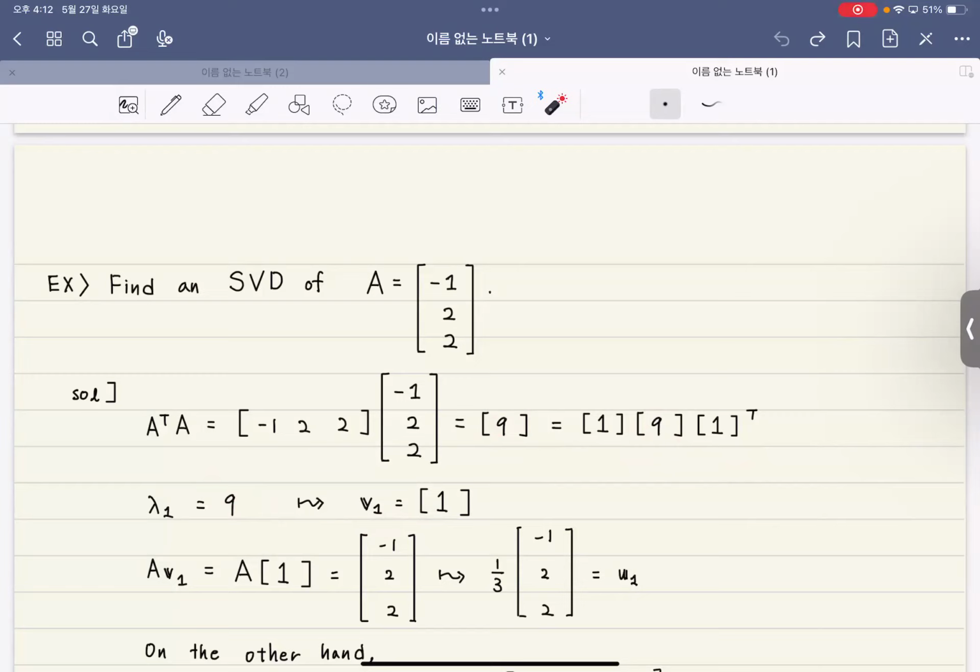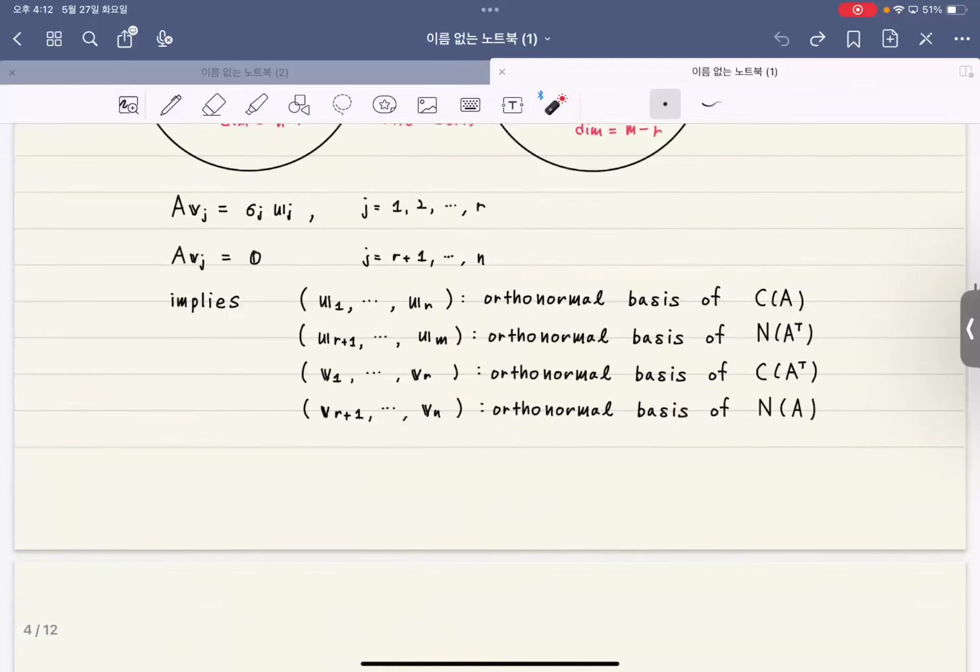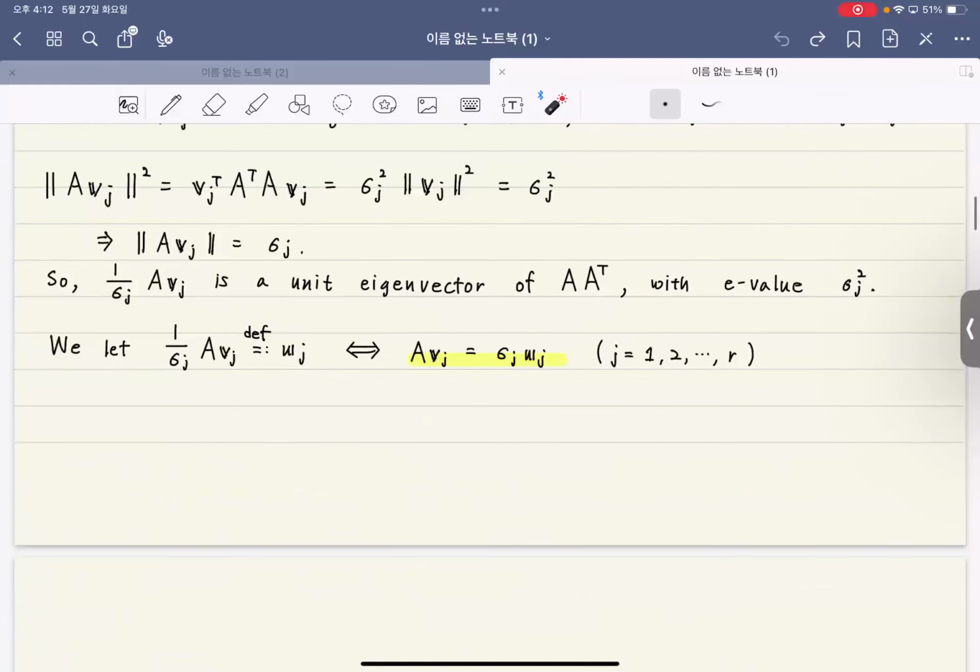Okay. So I obtained the vector v1, and from vector v1, now I will try to find the basis vector u1. Right? How do I get this basis vector u1? If I multiply A times v1, I'm gonna get some vector, and I'm gonna express this vector as some positive number times a unit vector. Then this positive number is gonna be the singular value, right?